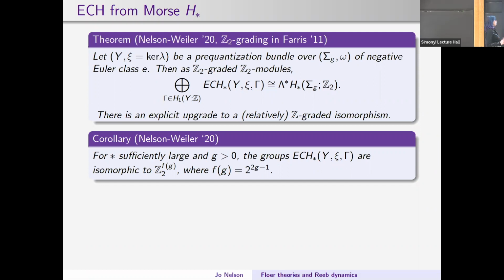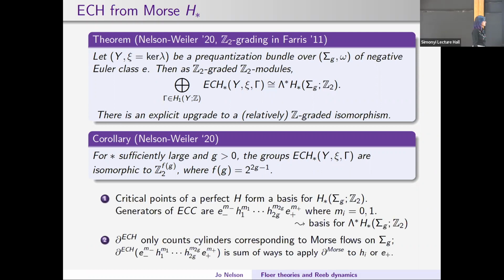But if you sit down, well, maybe not you, but Morgan and I did sit down and think about this. And what's nice is that from this expression, if you think hard enough, you can just use the binomial coefficient theorem to conclude that for sufficiently large grading, if your genus is positive, the ECH groups are just going to be isomorphic to Z mod 2 to the F of G, where F of G is this function 2 to the 2G minus 1. So you get a kind of stability result for ECH. And if the genus of your base is 0, then you're going to be a 3-sphere or a lens space. And in that case, you can just write down the ECH and you get a Z2 in every even degree. So you already have a stability result.